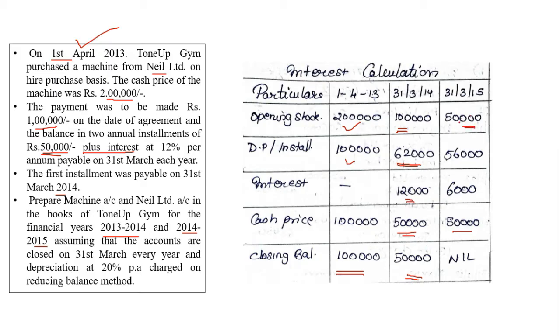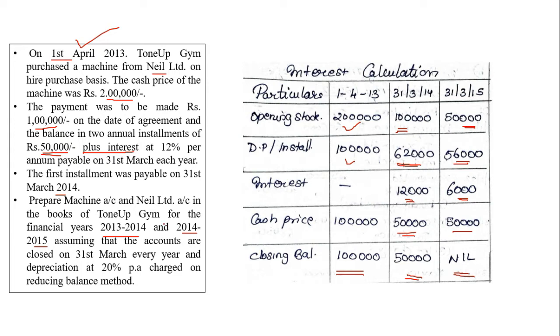Again, on 50,000 we have to take interest of 12%, which comes to 6,000. When you add these two, it becomes 56,000. That's the installment value, that is interest plus cash price. Now, lastly, opening minus cash will become zero. That is nil. So if you get the final value as nil, it means your solution for interest calculation is correct. So which are the two interests in this? One is 12,000 and the other one is 6,000. For the first year 12,000, second year 6,000. That is the very first thing that was supposed to be found.